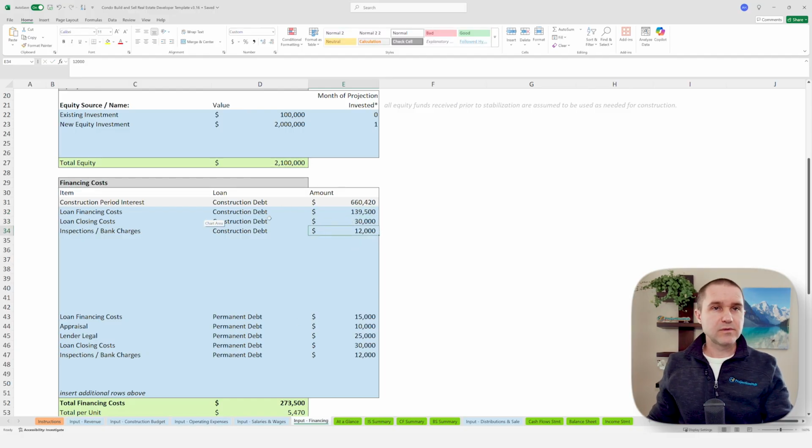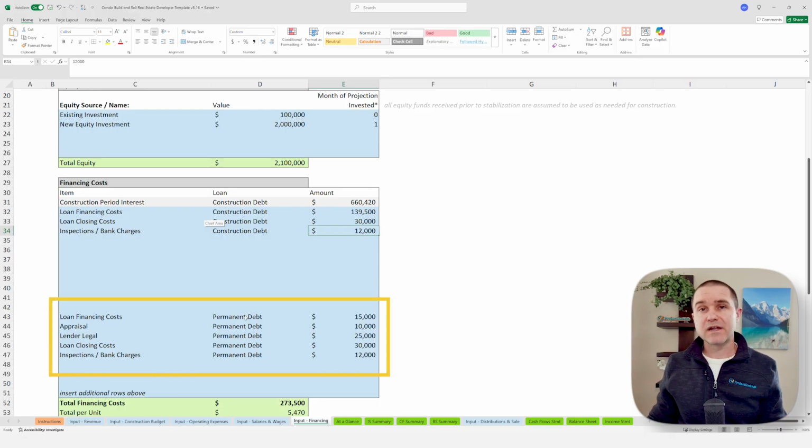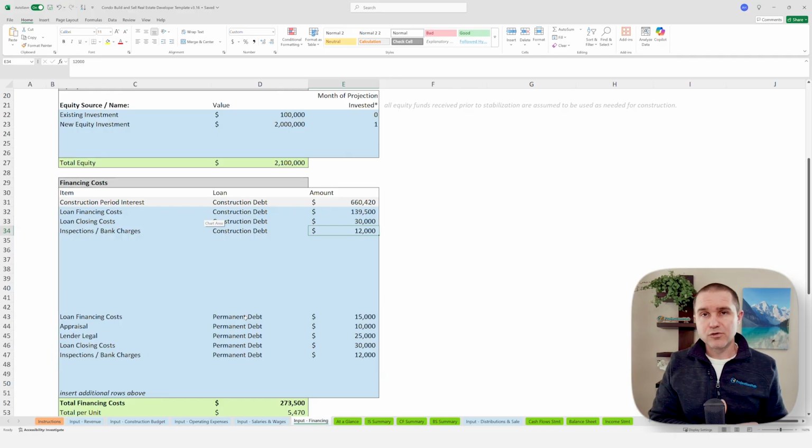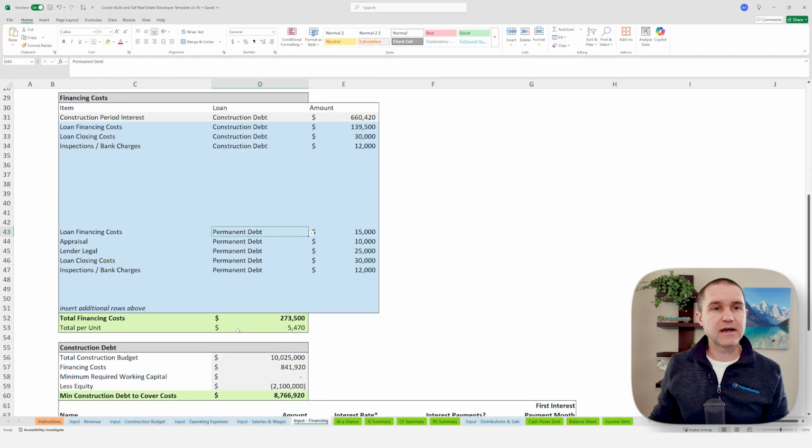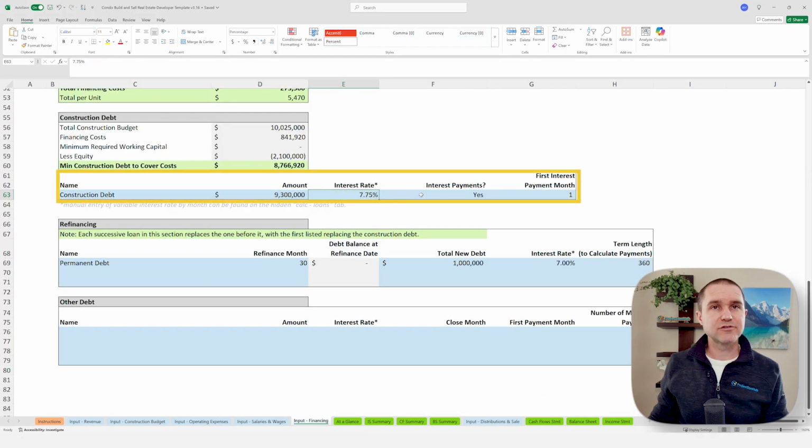And then typically there's going to be construction debt and there's going to be permanent financing if you still have some debt. Now, it may be that you sell the condos and it pays off all your debt, or you own the land still, and maybe you still have some debt on the land or some portion of the condos that you don't sell and you rent those out or something, and you may still have some permanent debt. And so we have the ability for you to do both construction debt and permanent debt. So you can enter in that construction debt, the interest rate on that, whether you're going to be making interest payments on that, and when the first interest payment month is.